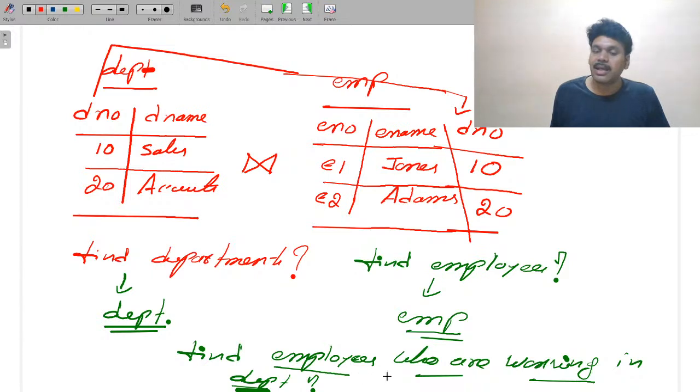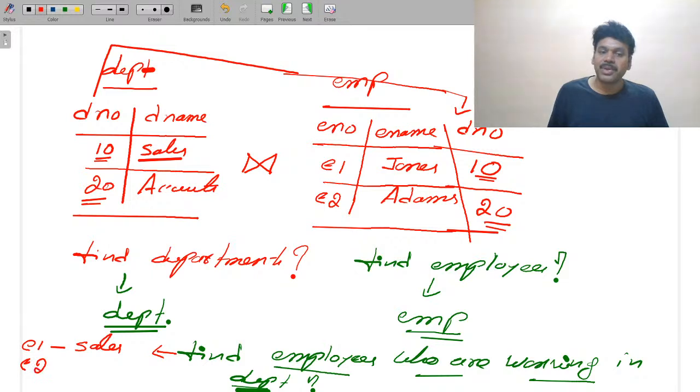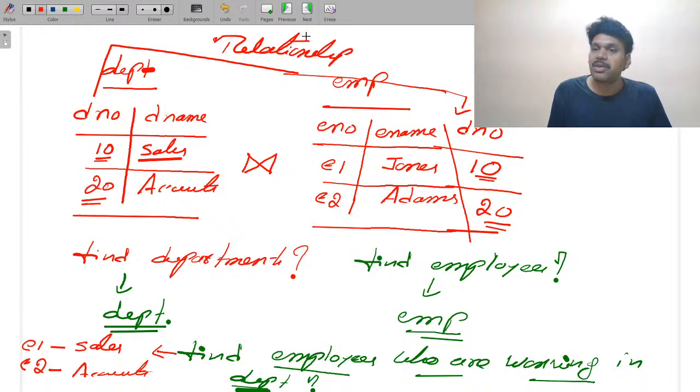I can write here that the answer is E1 is working in 10. 10 is mapped with this 10 and it will tell you that he is working under sales. And 20 is mapping to 20 here and we will come to know that E2 is working under the accounts department. So what is the meaning of relationship? It tries to provide sharing of data. If you want the sharing of data, then there is a requirement of what? Relationship. Without relationship, you cannot have the concept of sharing of data.